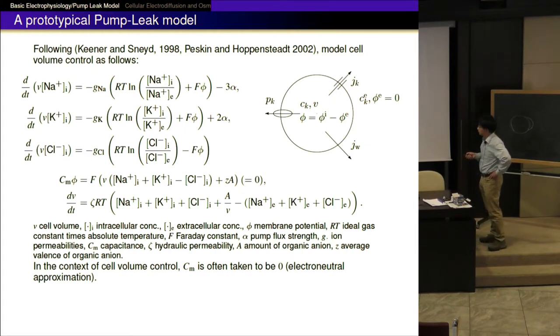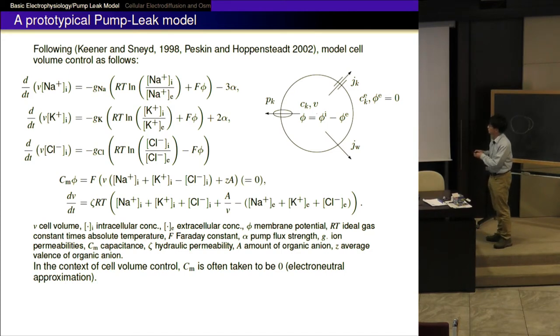So this model is extremely simple. You have sodium concentration, intracellular sodium concentration, intracellular potassium concentration, intracellular chloride concentration, and then I multiply by the volume V. That's the total amount of sodium, total amount of potassium, total amount of chloride I have. The rate of change of that is equal to this plus that. Okay, so what is this?